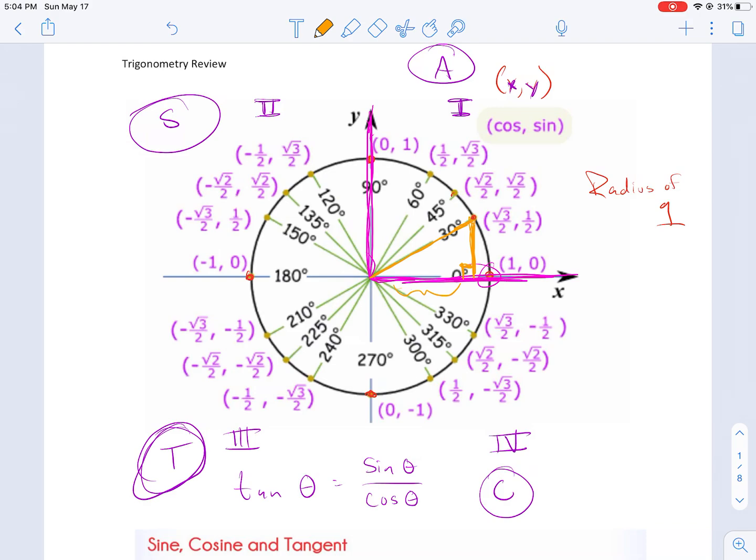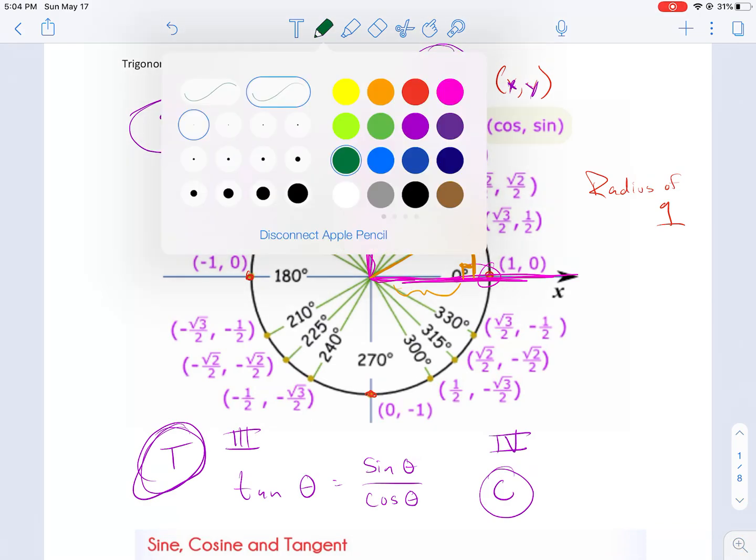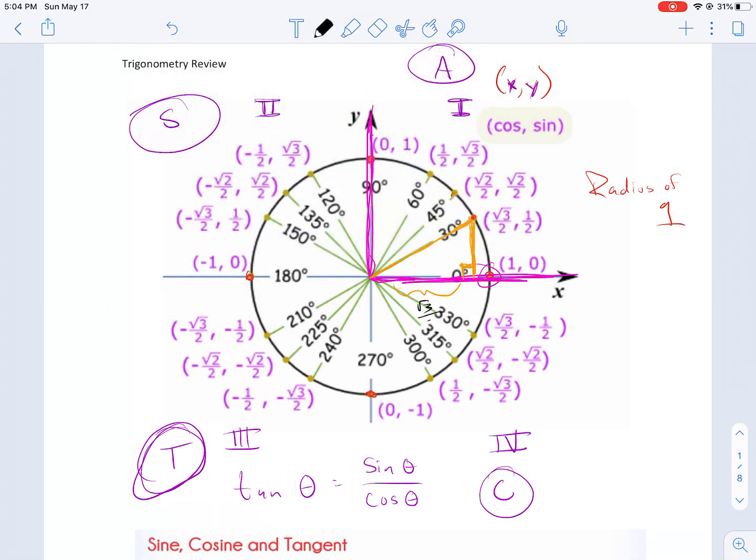This length right here is going to be square root 3 over 2. And then our height here is just 1/2. So that's where that point is coming from. Remember, our x just measures how far right or left we are, and our y values measure how high up and down on the y-axis we are. And so that's where all these values are coming from.